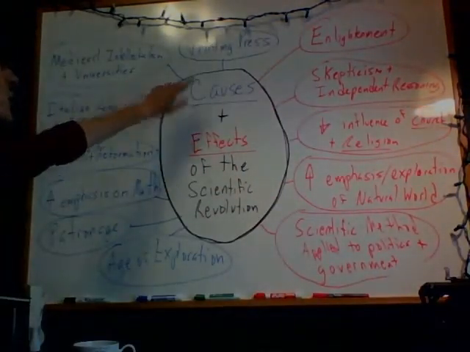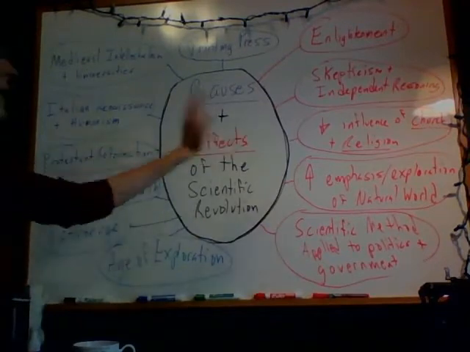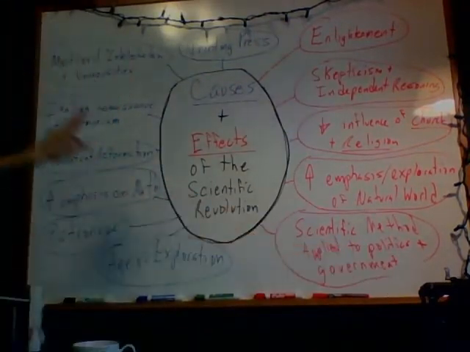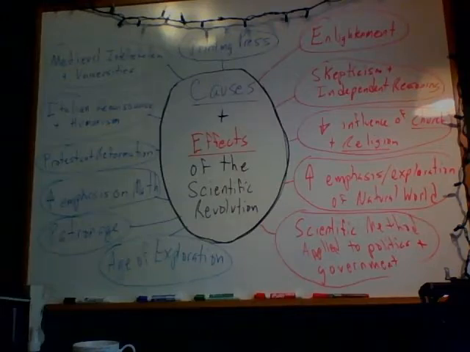Okay, so causes are denoted in blue, and effects are denoted in red. The causes are the printing press, medieval intellectualism in universities, Italian Renaissance and Humanism, the Protestant Reformation, an increased emphasis on math, patronage, and the Age of Exploration.